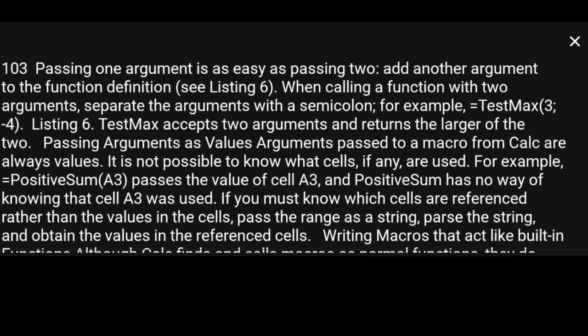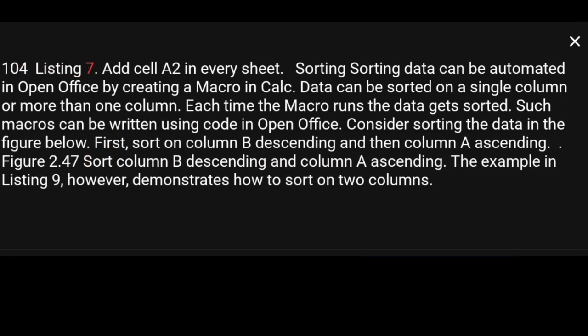Accessing cells directly. You can access the UNO internal objects directly to manipulate a Calc document. For example, the macro in listing 7 adds the values in cell A2 from every sheet in the current document. This component is set by Basic when the macro starts to reference the current document. A Calc document contains sheets. This component's getSheets uses getCellByPosition(column, row) to return a cell at a specific row and column. 104. Listing 7. Add cell A2 in every sheet.